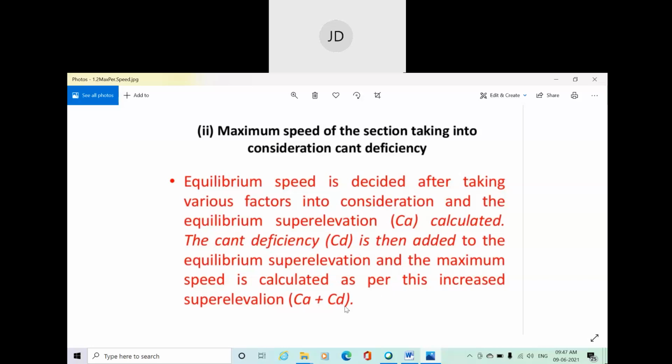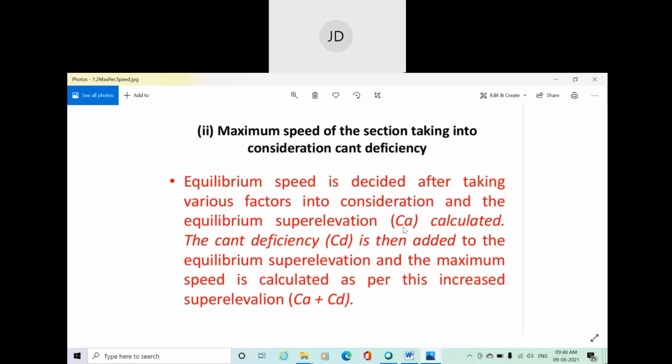So it is a reverse calculation. What do we do actually? It is a reverse calculation. That means first we find out the equilibrium super elevation based on the equilibrium speed. Then we decide a certain amount of cant deficiency and just sum it up with the equilibrium super elevation. CA is your equilibrium super elevation that is actually provided. And cant deficiency is the possibility that the cant can go in excess. That is actually defined as cant deficiency.